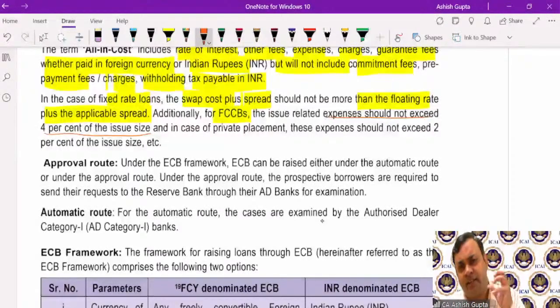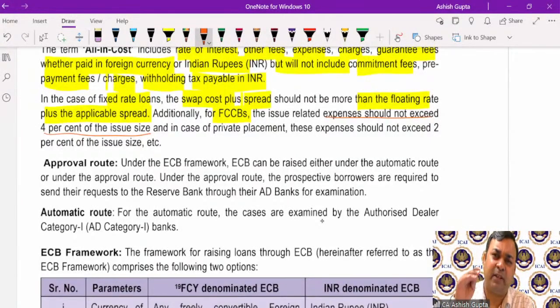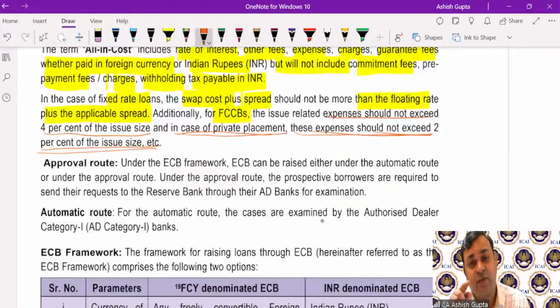So what they have mentioned is, in case of FCCB, the issue related expenses. Suppose my company is going to issue a foreign currency convertible bond, right? That will be issued in a foreign country, so that a foreign subscriber can subscribe, and accordingly we will raise some amount. So what the law has prescribed, in case of FCCB, the issue related expenses means the prospectus expenses, the expert opinion report, whatever expenses you need to incur for the launch of this foreign currency convertible bond. So that maximum capping they have provided, like 4% of the issue size. And in case of private placement, these expenses should not exceed 2% of the issue size. In case of a public issue, we are talking about 4%. And if this relates to a private placement, meaning you are going to offer to a selected group of investors, then this is 2% of the total issue size.